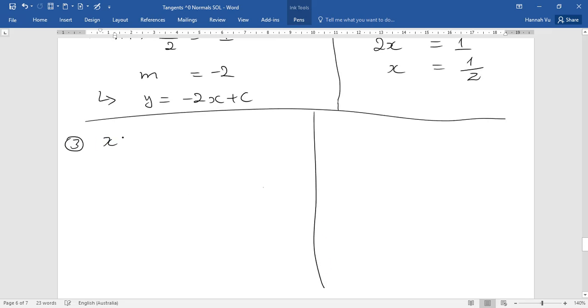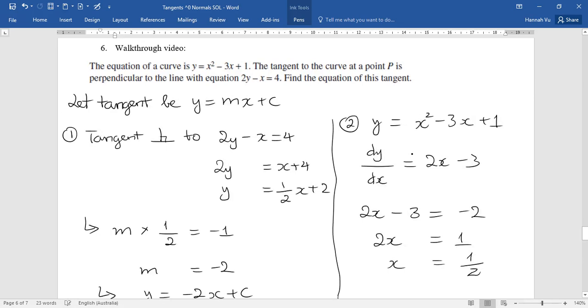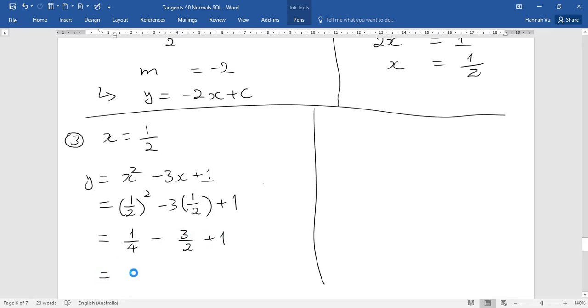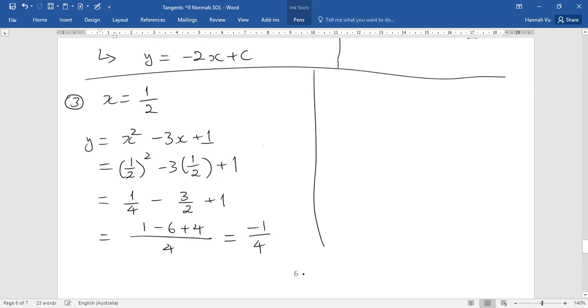So if x equals a half and the curve is x squared minus 3x plus 1, you can just sub x in. You would have a half squared minus 3 times a half plus 1. So you would have a quarter minus 3 over 2 plus 1, and I would have 1 minus 6 plus 4, so everything under a denominator of 4, which is -1 over 4. So the point occurs at a half, -1 over 4.